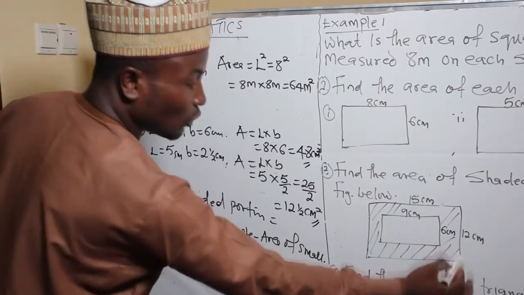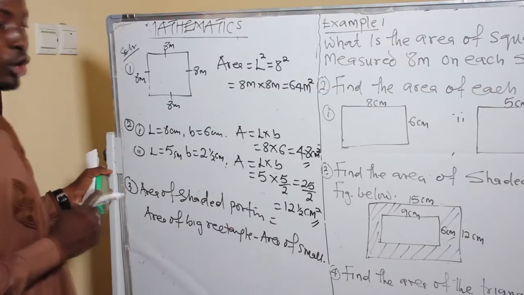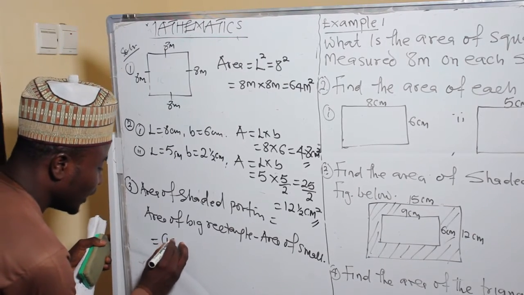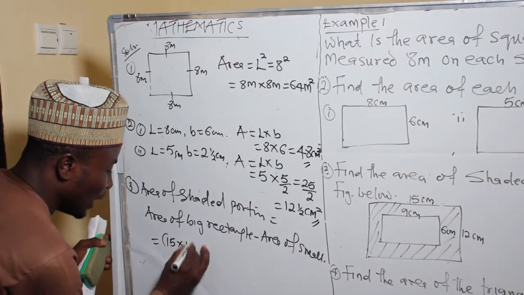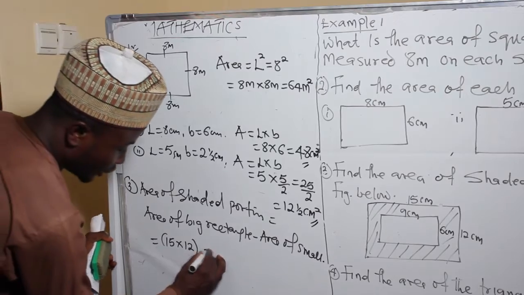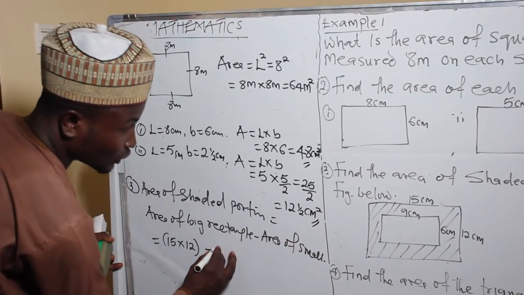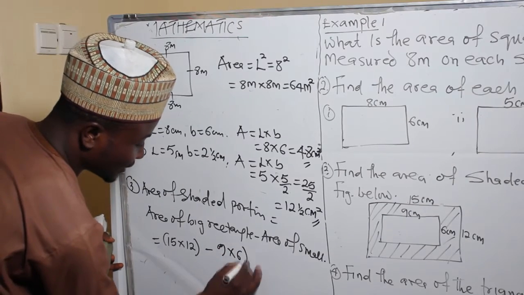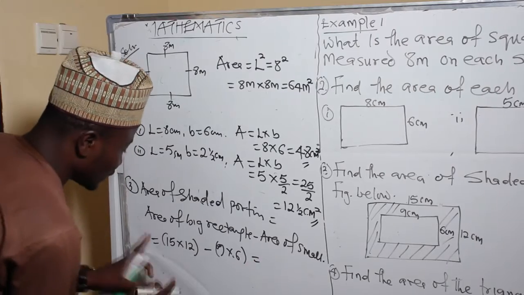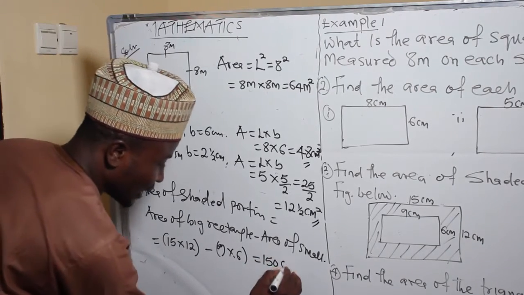In our big rectangle, our length is equal to 15 and our breadth is equal to 12. So now this is going to be what? 15 times 12. That is the area of the big rectangle, right? Then minus the area of the small rectangle, which is going to be equal to 9 times 6, right? So now 15 times 12 is equal to 150 centimeter square.